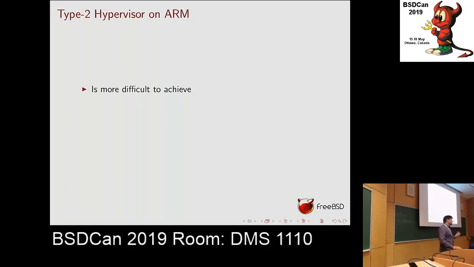What is a type 2 hypervisor? A type 2 hypervisor is one that leverages the current operating system. So for example, take FreeBSD: we can use all FreeBSD features in order to provide virtualization. If it needs memory management, it won't implement its own memory management; it will use FreeBSD's. As opposed to that, a type 1 hypervisor implements everything it needs. An example of type 1 is Xen. Bhyve, Hyper-V, and KVM are type 2 hypervisors.